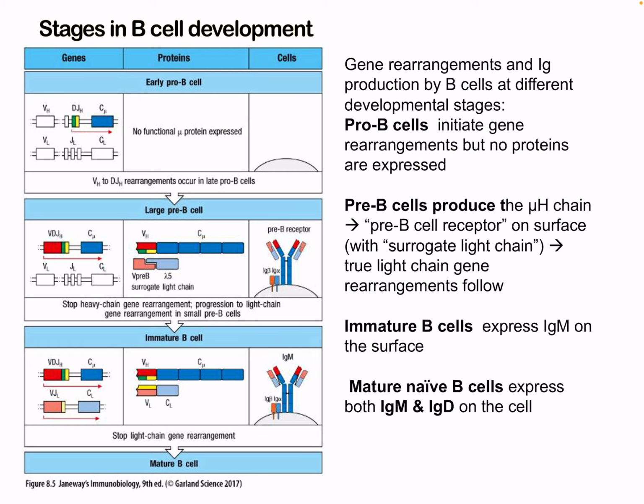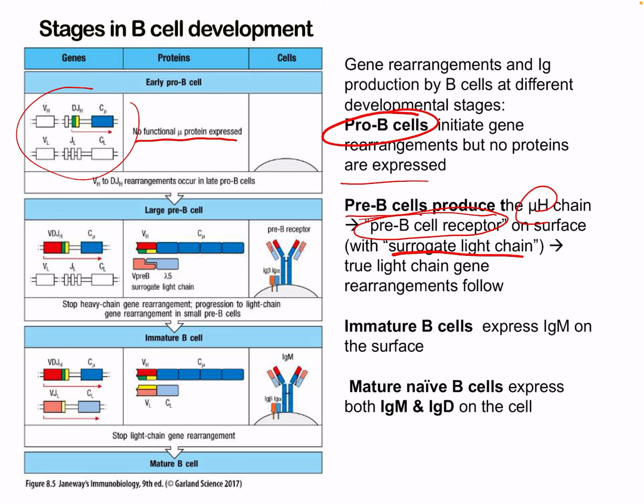So now we're going to go through each stage in a little more detail. Gene rearrangement and immunoglobulin production by B cells at different developmental stages. We have a pro-B cell, which initiates gene rearrangements, but no proteins are expressed. Our rearrangement occurs, but here, no functional mu is expressed. In the pre-B cell, we produce the mu-H, or mu heavy chain, which is the pre-B cell receptor. So this mu heavy chain is known as the pre-B cell receptor, so that's important to remember. And this is on the surface with a surrogate light chain.